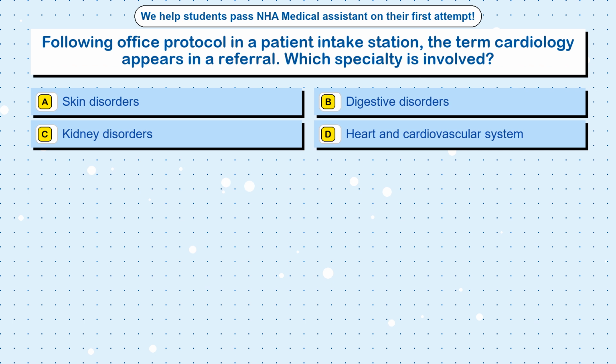Question 88. Following office protocol in a patient intake station, the term cardiology appears in a referral. Which specialty is involved? Option A, skin disorders. Option B, digestive disorders. Option C, kidney disorders. Option D, heart and cardiovascular system.